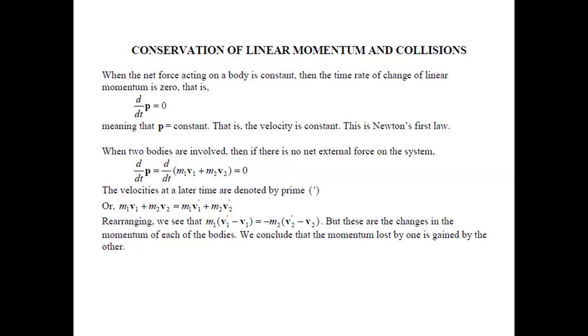If we rearrange, you see that m1 times (v1 prime minus v1) equals minus m2 times (v2 prime minus v2). These are the changes in momentum of each of the bodies. So what's our conclusion then? The momentum lost by one is gained by the other.